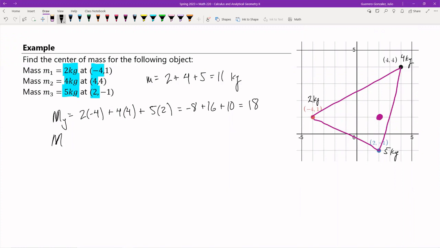Next one we need to find is the moment with respect to the x-axis. And that's going to be the exact same thing that we did for My, except we're going to be doing each one of the masses with the y coordinate. So 2 times 1, plus 4 times 4, plus 5 times -1 is going to be 2 plus 16 minus 5, which is 13.